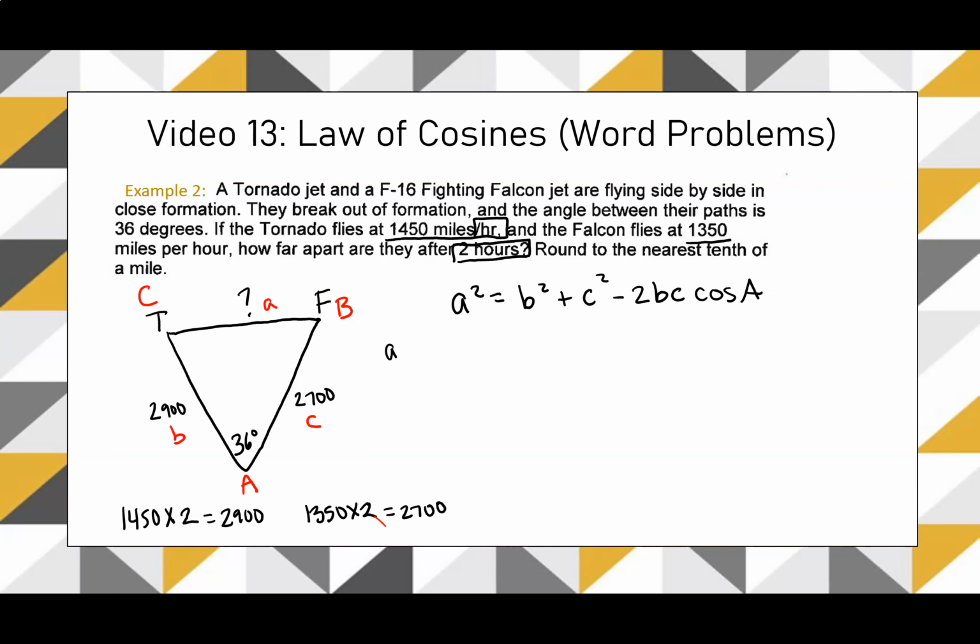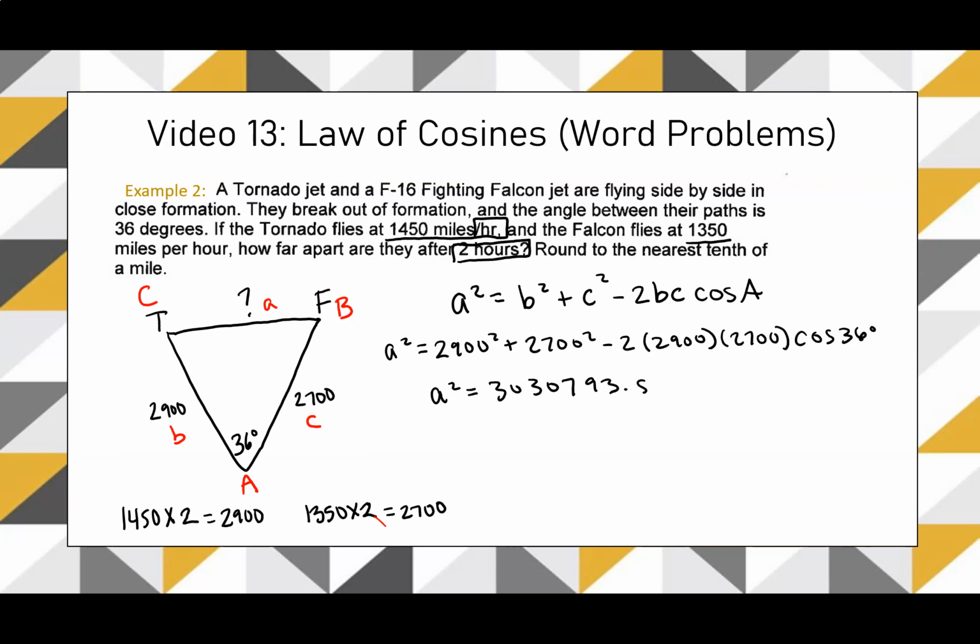Plugging that all in, need a little more space here. That's going to be 2900 squared, ooh, big number, plus 2700 squared, minus 2 times 2900 times 2700. And then we've got our cosine of 36 degrees. We do that whole thing and we do get a big number. That's roughly 3030793.868, and we square root that number and we get A is equal to roughly 1740.91 miles apart, and that's our answer.